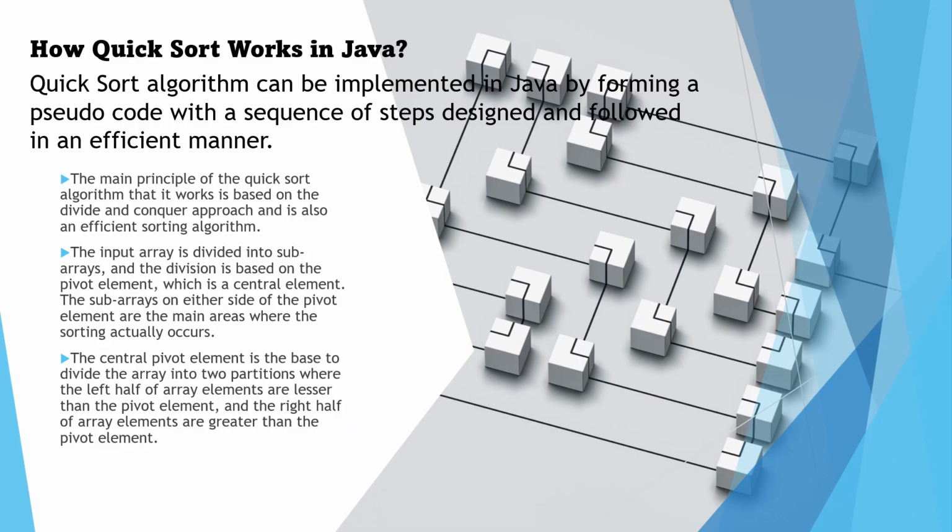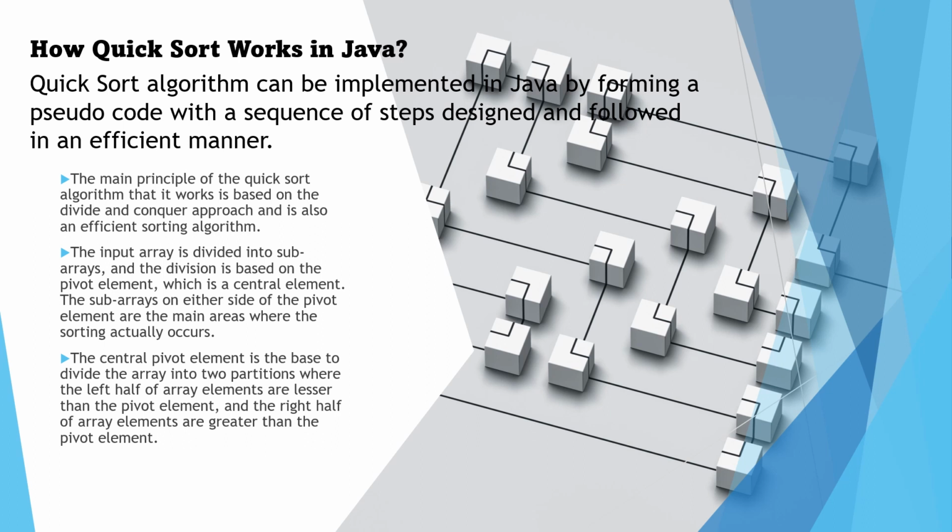How does quicksort work in Java? The quicksort algorithm can be implemented in Java by following pseudocode with a sequence of steps. The main principle of quicksort is that it works based on the divide and conquer approach, and it is also an efficient sorting algorithm.